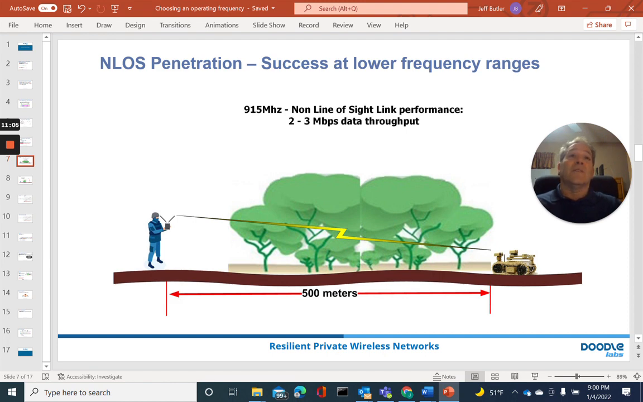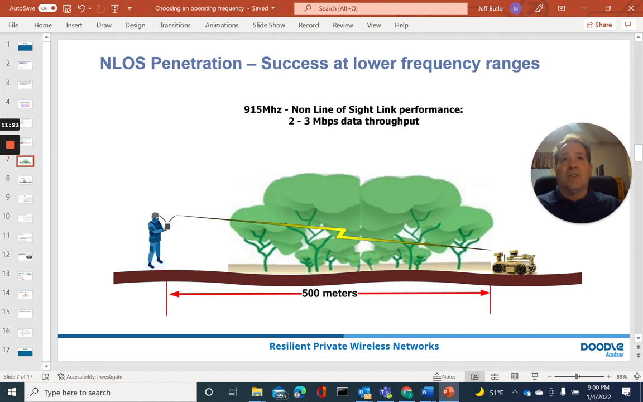So they wanted at least 1 to 2 megabits of data throughput to sustain their particular application requirements. In this application, at 500 meters distance at 915 megahertz, pure non-line of sight with the tree obstruction, we sustained in this case 2 to 3 megabits of throughput throughout this half a kilometer distance through trees. So this was more than adequate to meet their requirements for high definition video.